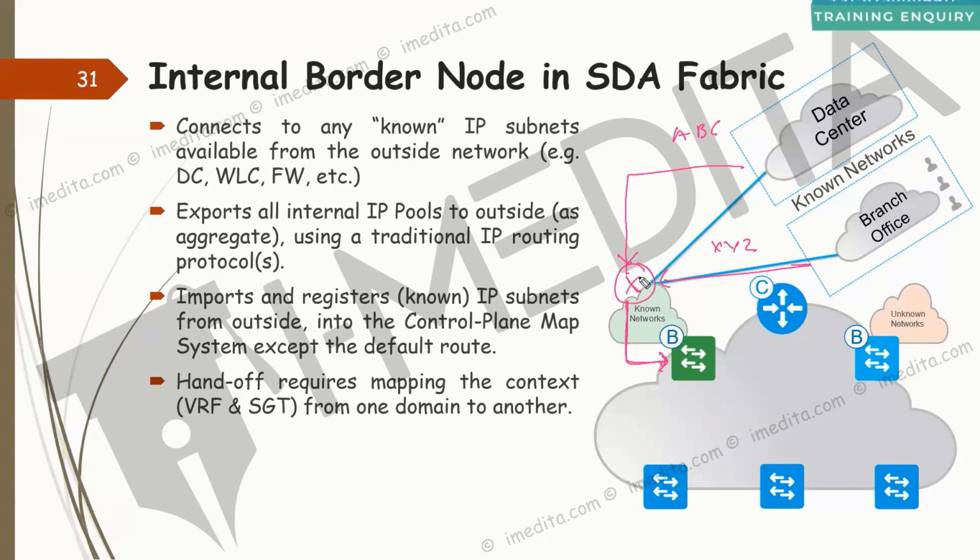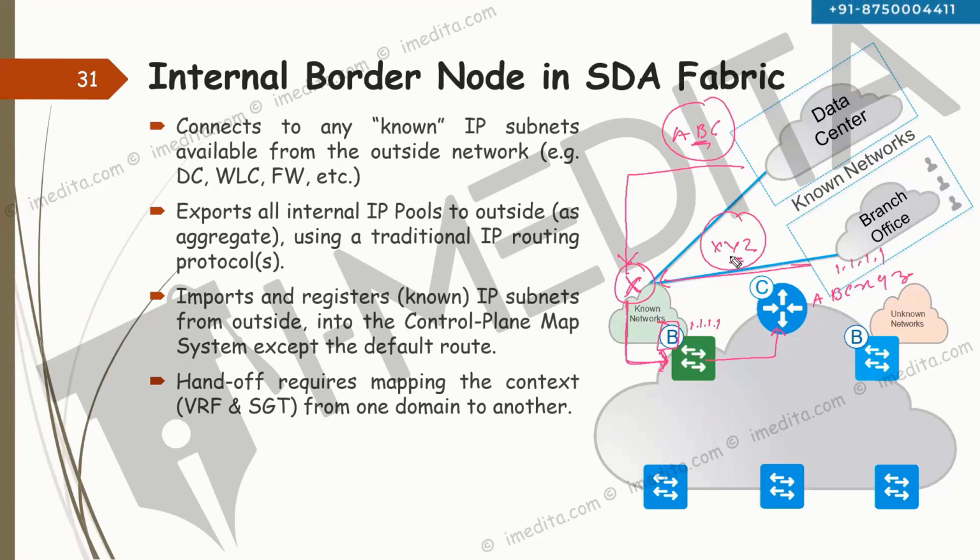These subnets were learned onto this particular router. The router has advertised those subnets to the border node, which has the IP address 1.1.1.1. This border node is going to register all these prefixes to the control plane. It is going to register that if you want to go to A, B, C, X, Y, Z, you can come to me. The internal border node imports and registers these external subnets to the control plane node.